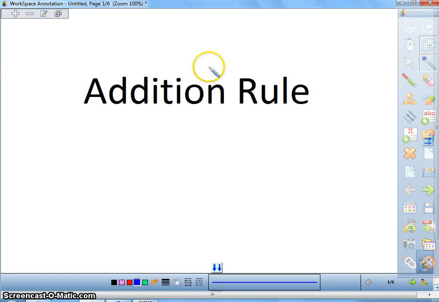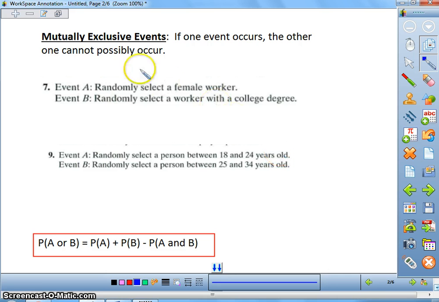Hey guys, today we're going to talk about the addition rule. This will be for finding probabilities of A or B. Before we talk about the addition rule, we need to talk about the word mutually exclusive.